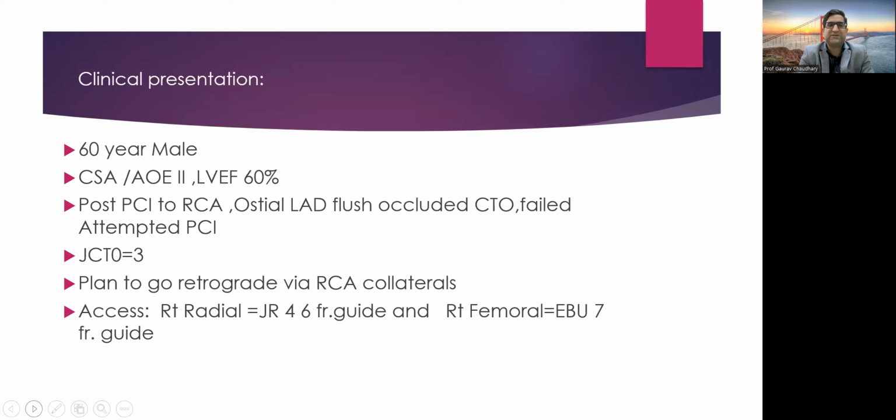Coming on to the case: a 60-year-old male, stable angina, ejection fraction normal. He already underwent a PCI to the RCA, but has a flush occluded LAD from the ostium, and there was a failed antegrade attempt to the LAD. The J-CTO score was 3, and the plan was to take the patient primary retrograde in this setting. Right radial access with a JR4 6 French guide catheter and right femoral access with an EBU 7 French guide.